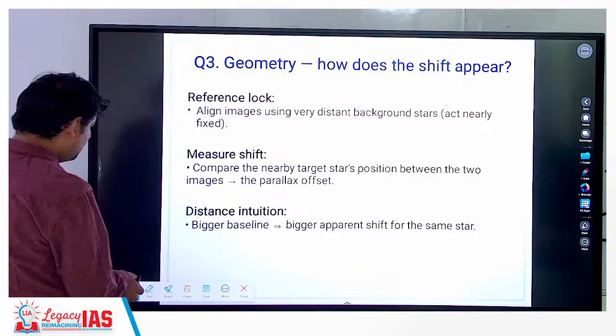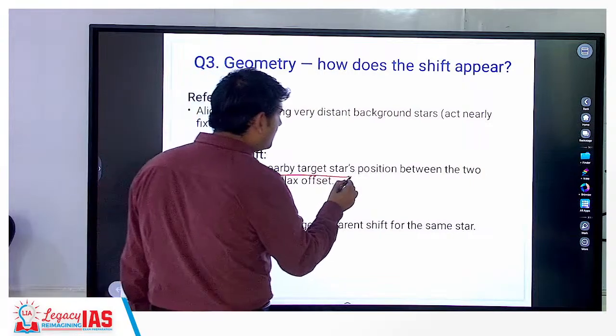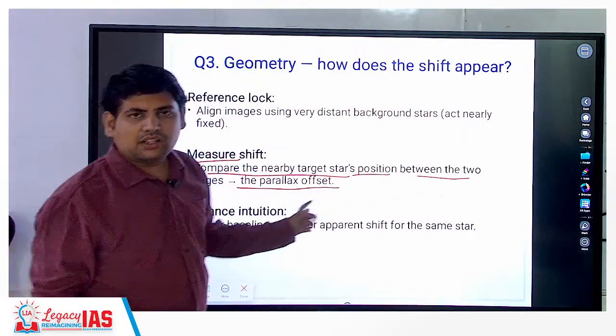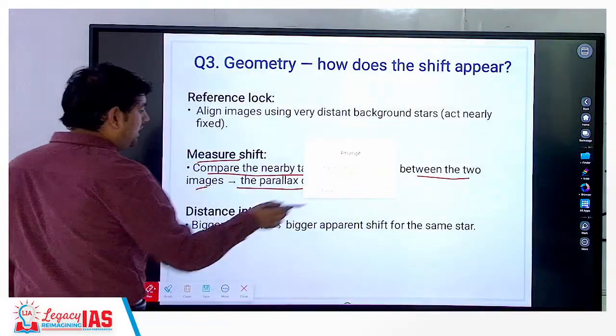Then once you get this, yeah, this is just the same thing explained to you: compare the nearby target star's position between the two images. The parallel offset you can understand. Based on that, you can understand where the satellite is located right now.